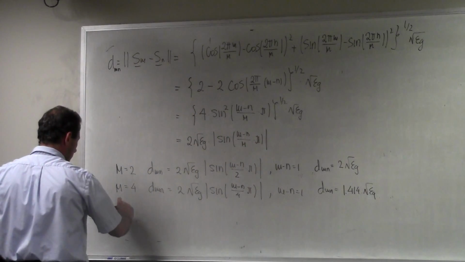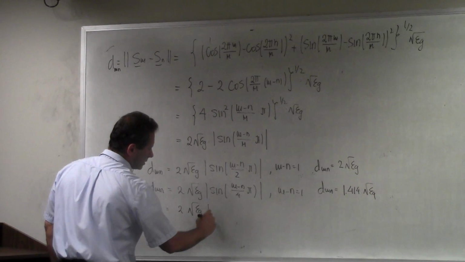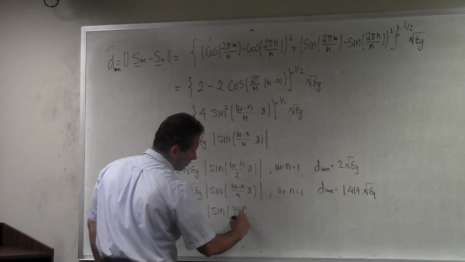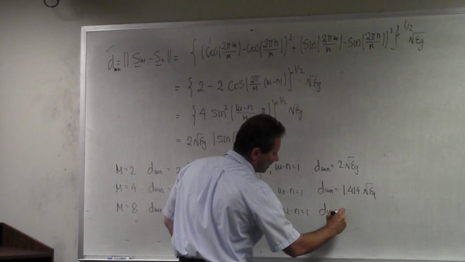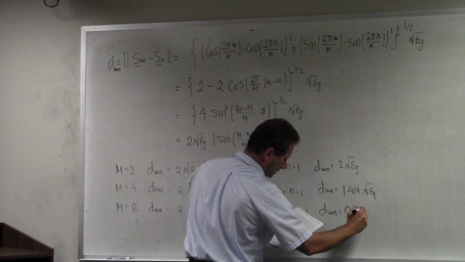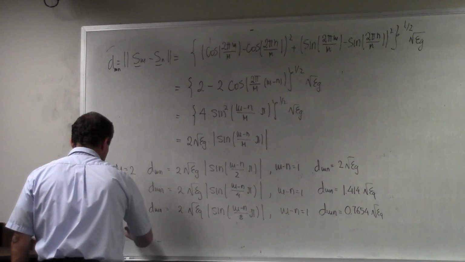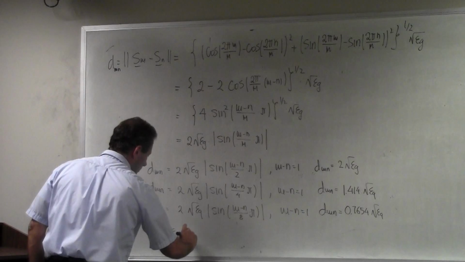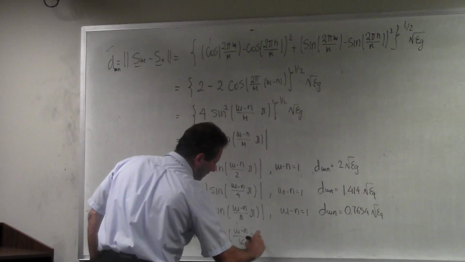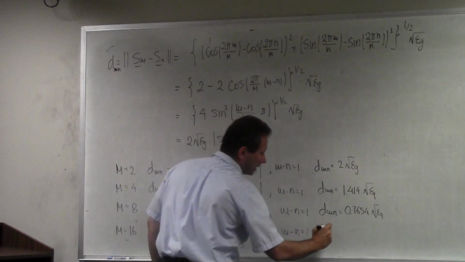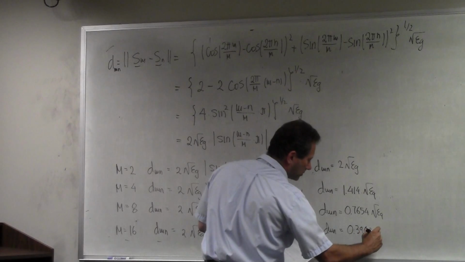Let me just take M equal to 8. Then this d_mn is going to be 2 times square root of energy sine of m minus n over 8 times pi. And if I set m minus n equal to 1, then this d_mn becomes 0.7654 times square root of energy. And in the last case, when M is equal to 16, d_mn is equal to 2 square root of energy sine of m minus n over 16 pi. When I set m minus n equal to 1, the distance between the two adjacent symbols is going to be 0.3902 square root of energy.